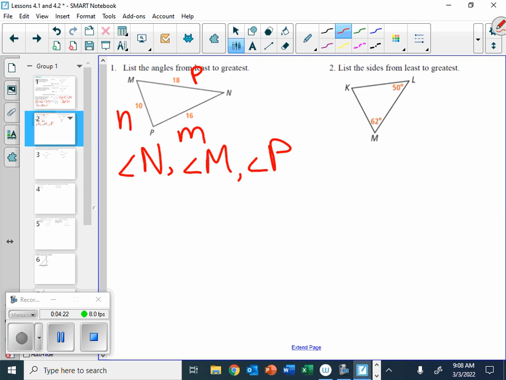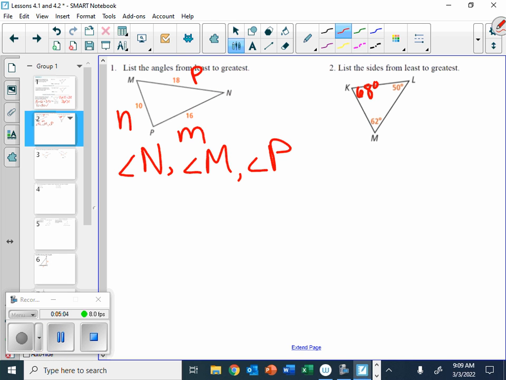Now for number 2, I need to list the sides from least to greatest. I'm given the angles, but notice I'm only given 2 of the angles. How can I figure out that third angle? Add the angles and subtract from 180. Good. So you can do that for me real quick. 50 plus 62, and then subtract that from 180. 68, good. So 50 plus 62 is 112. 180 minus 112 is 68 degrees.